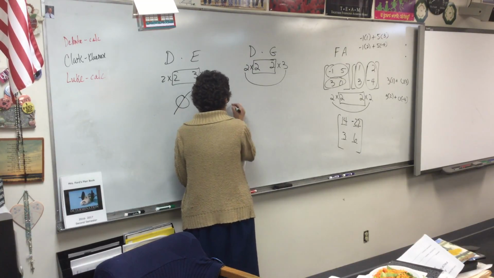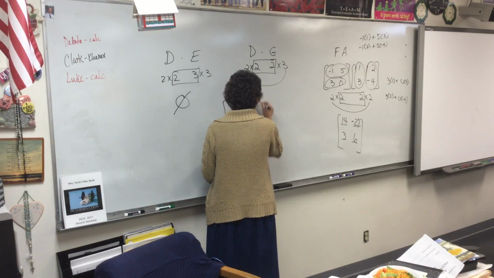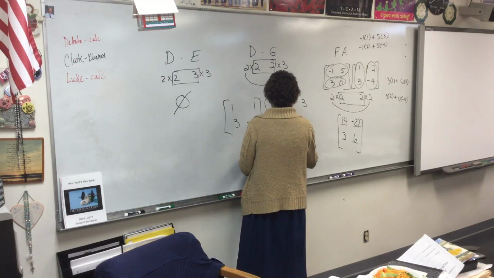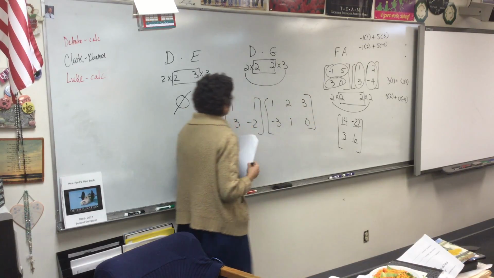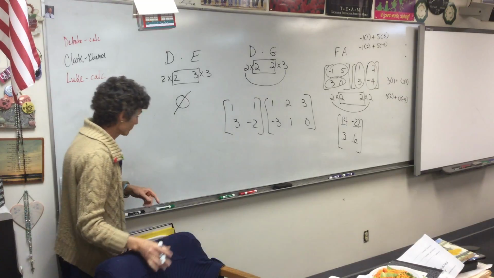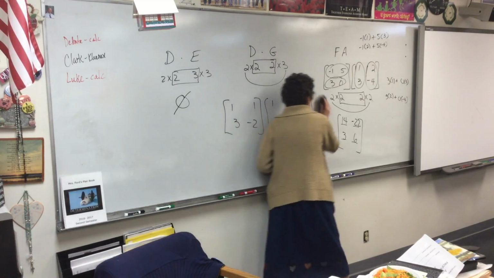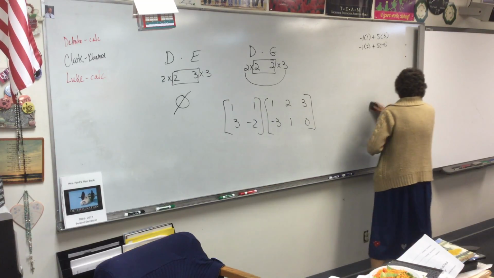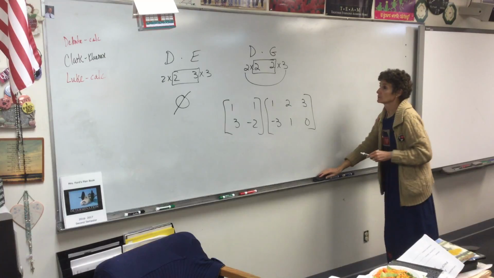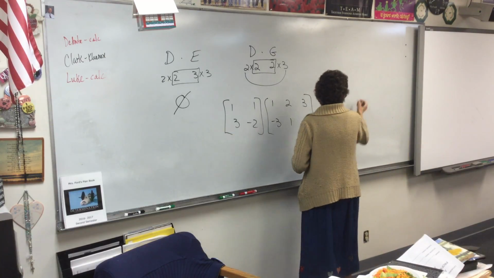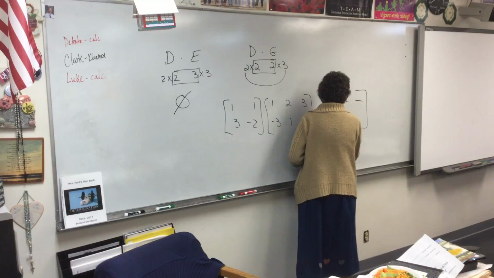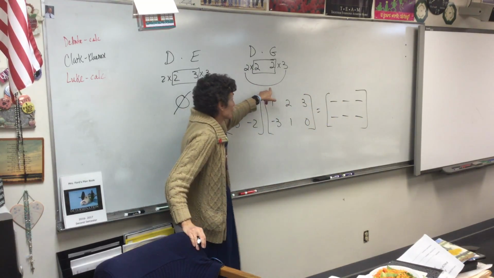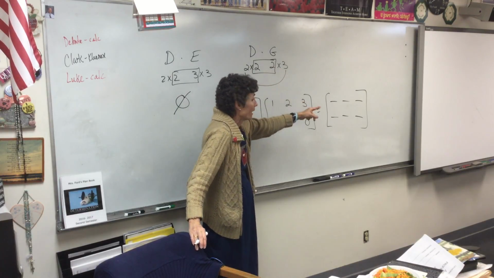So matrix D and matrix G. All right, I'm going to multiply these together. Yes, and we have figured out that this will be a 2 by 3 matrix. You already figured that out. You're going to have 2 rows and 3 columns.